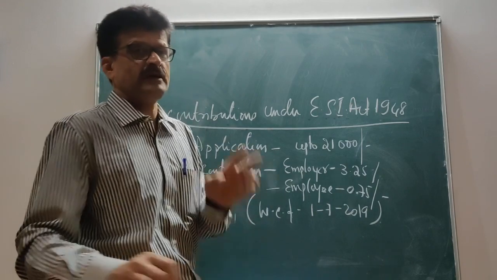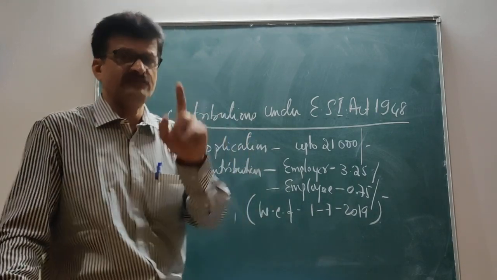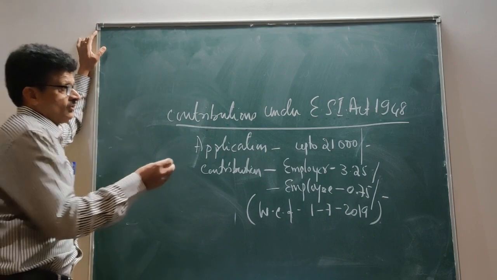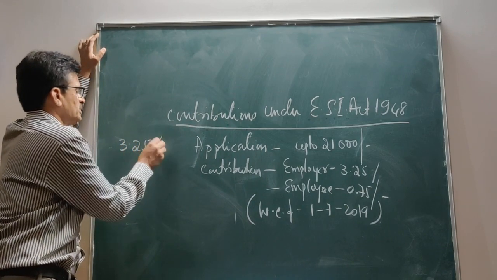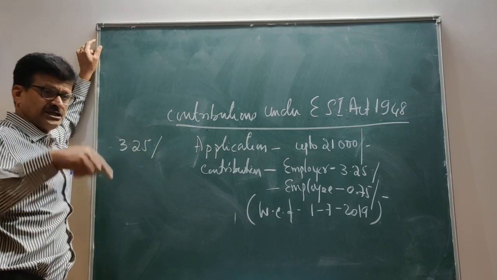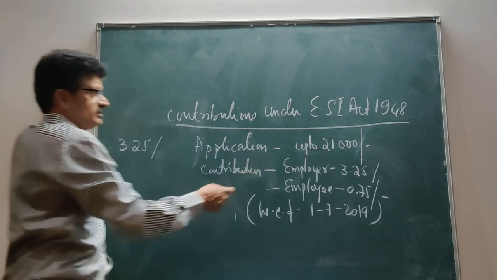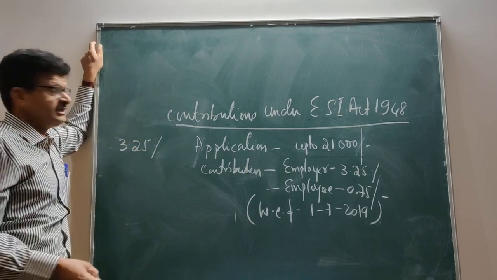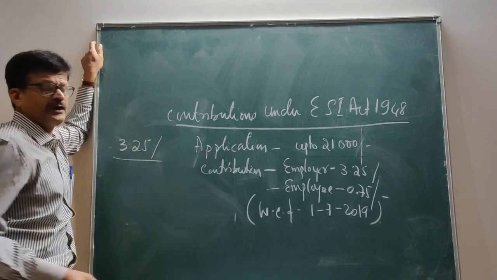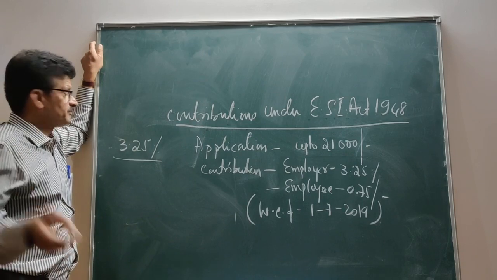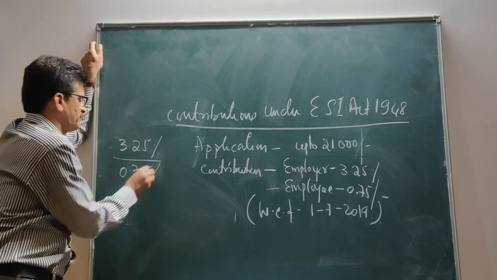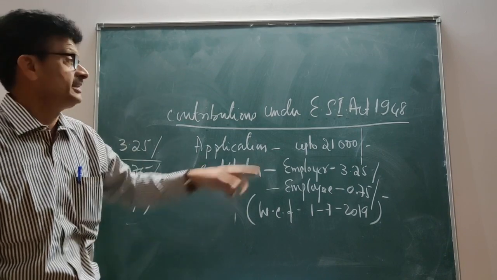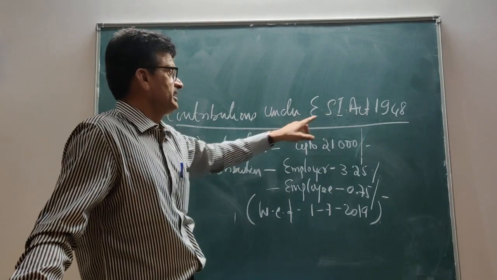What is that contribution? The ultimate responsibility to contribute to the ESI fund, for the head of each employee, is this: the employer will have to contribute 3.25% in respect of each employee whose monthly wages are up to 21,000. According to his gross wages within that limit, you have to contribute 3.25% of that employee's total wages, whereas the employee will contribute only 0.75%. So totally there will be 4% in respect of each employee to whom the ESI provisions are applicable.